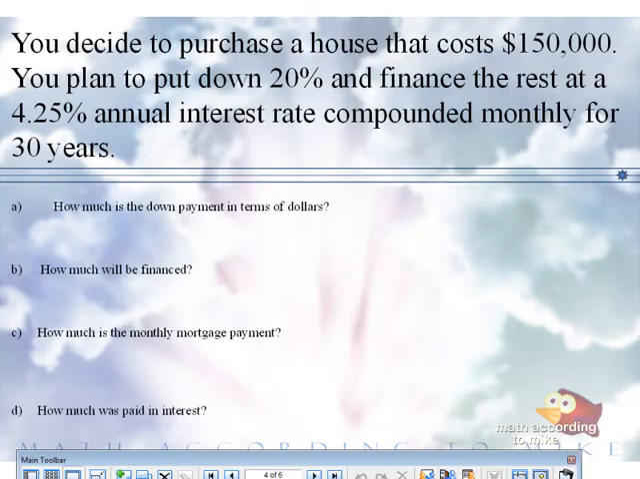You decide to purchase a house that costs $150,000. You plan to put down 20% and finance the rest at a 4.25% annual interest rate compounded monthly for 30 years.